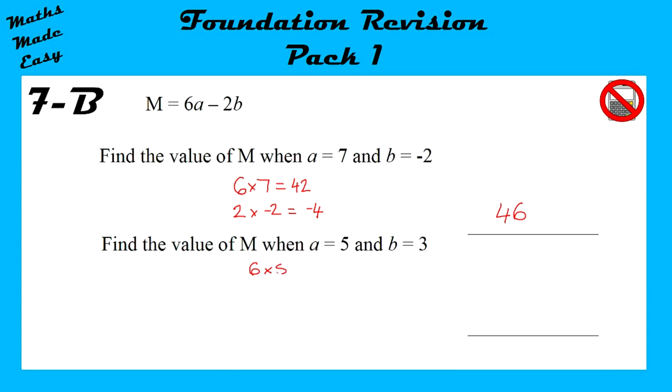In this one, I'm going to need to do 6 times 5, which is 30, and I'm going to need to do 2 times 3, which is 6, and 30 take away 6 gives me a value of M as 24.